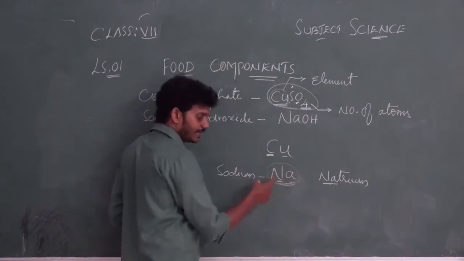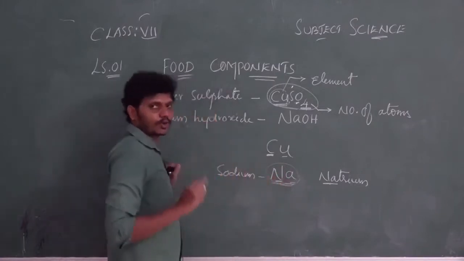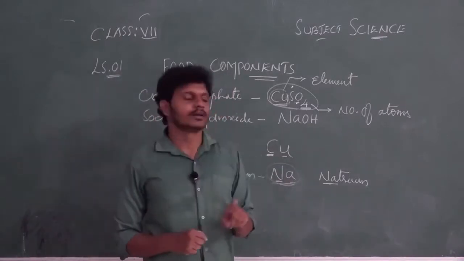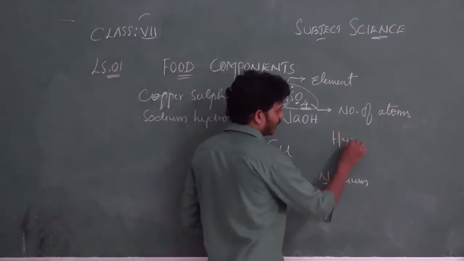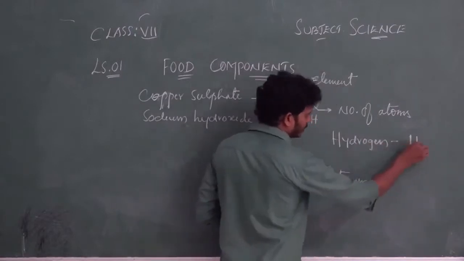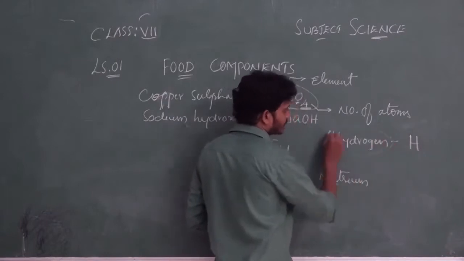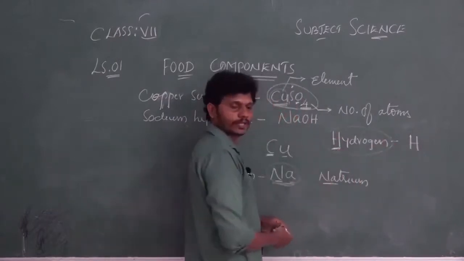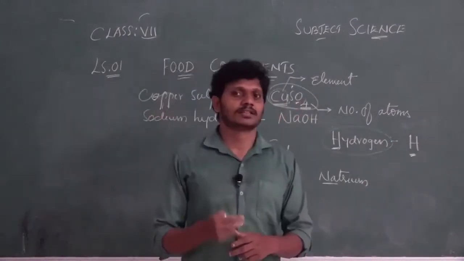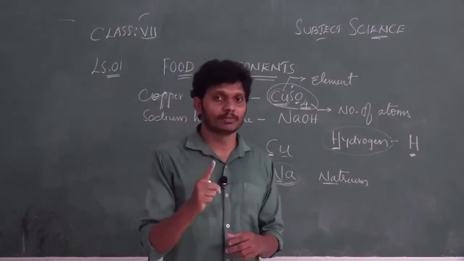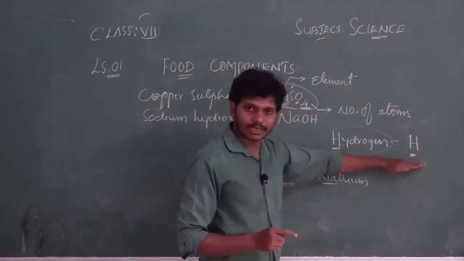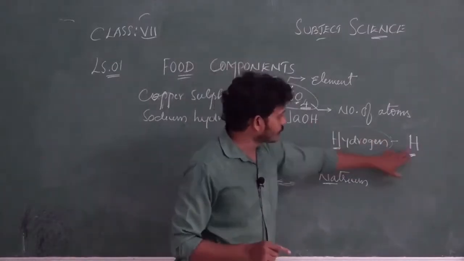Observe that carefully, please. Here the first letter is capital, and the second letter is small. And if only one letter is taken as a symbol, then that should be the capital letter. Example, hydrogen. The symbol for this is H, which is the first letter from this name. It is capital. If you take two letters, the first letter should be the capital letter and the second letter should be small. If only one letter is there, that letter will be the capital letter. Example for hydrogen, H.